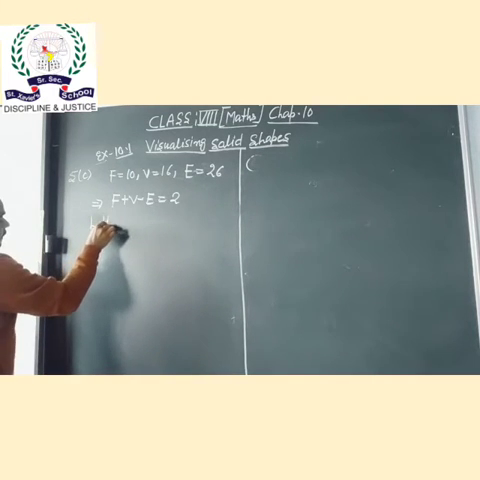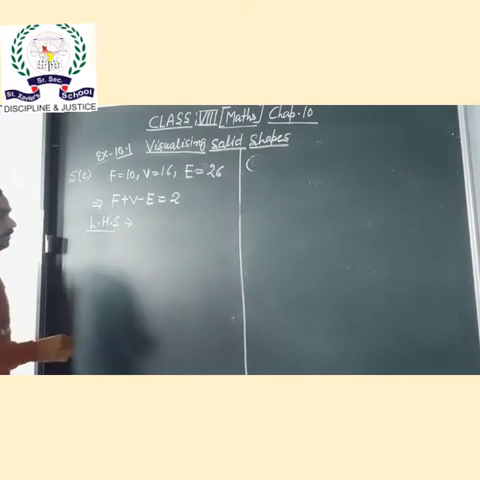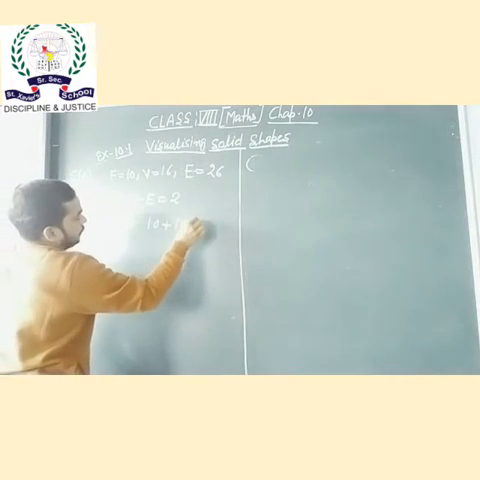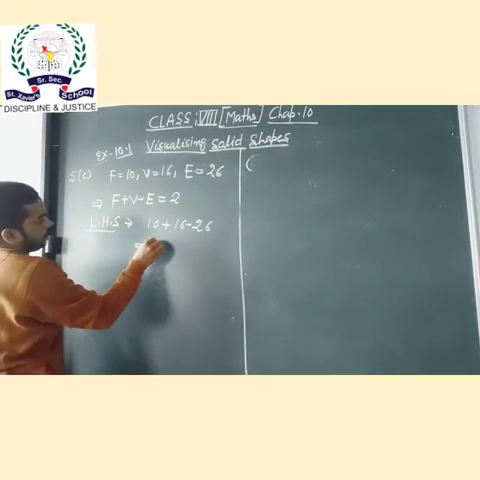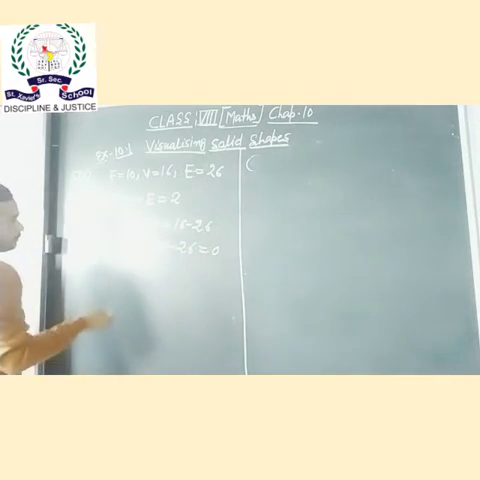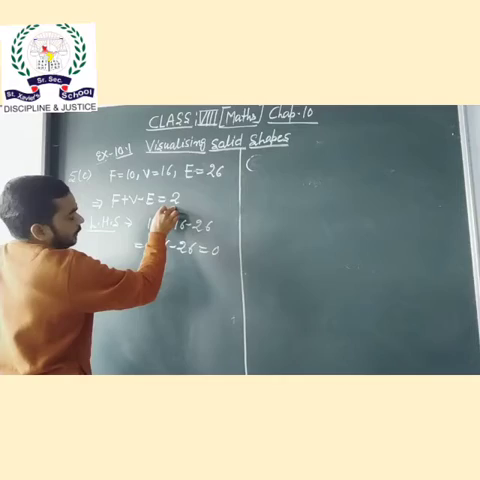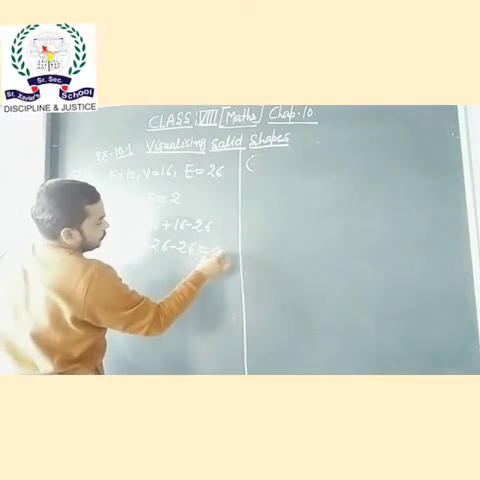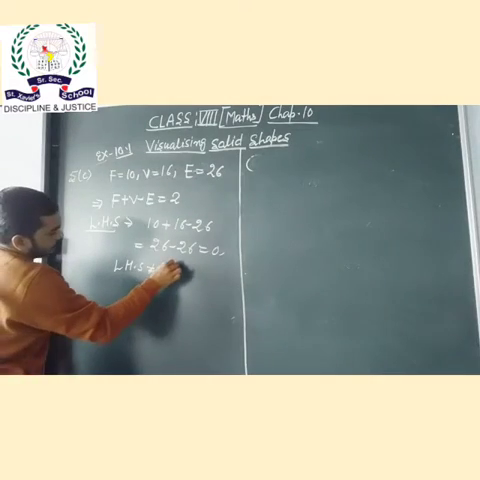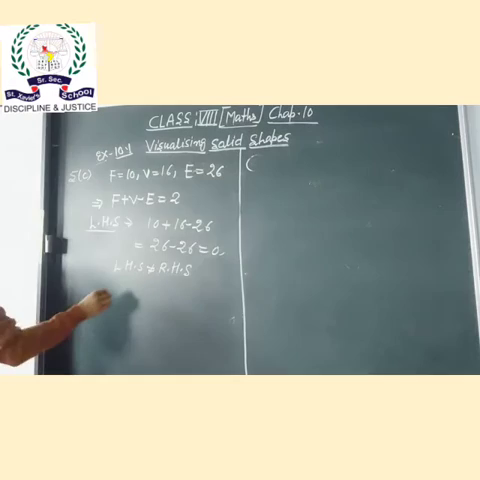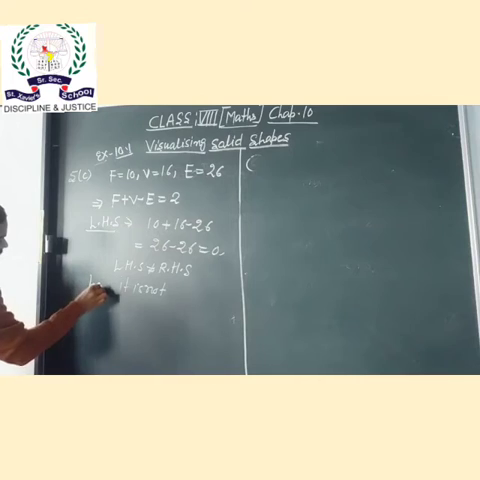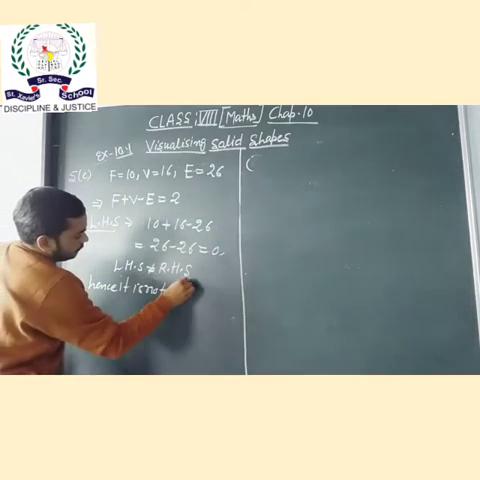In the left hand side, put the value of F, V and E. So 10 plus 16 minus 26. 10 plus 16 is 26. 26 minus 26 is equal to 0. In the right side we have 2. In the left side we found 0. So LHS is not equal to RHS. So that means it is not a polyhedron. Hence it is not a polyhedron.